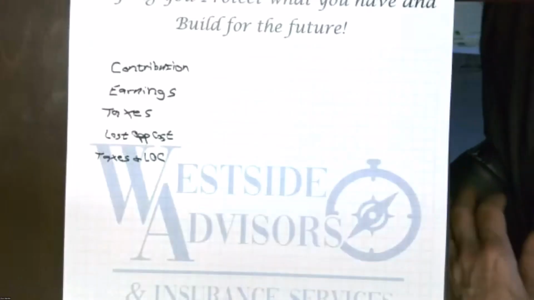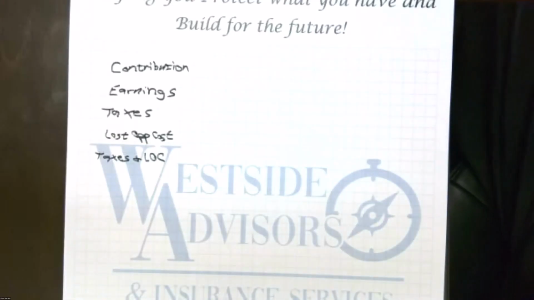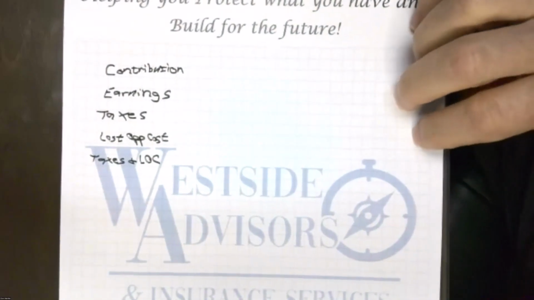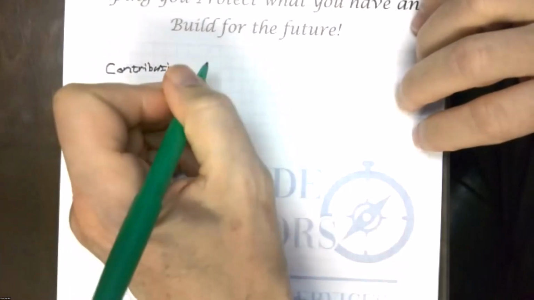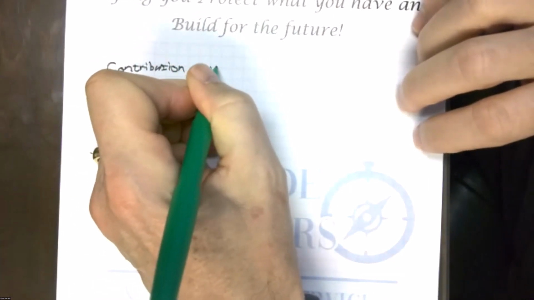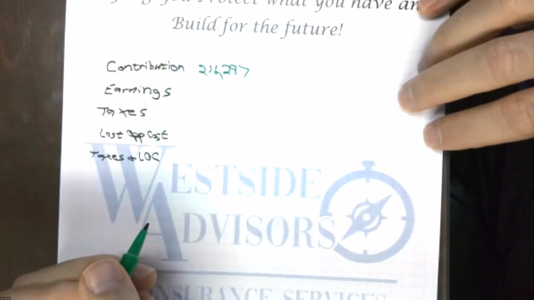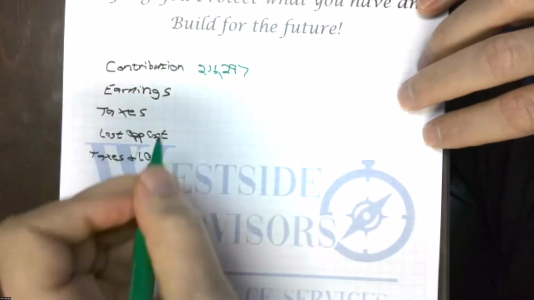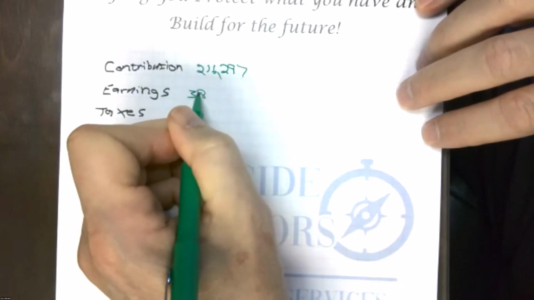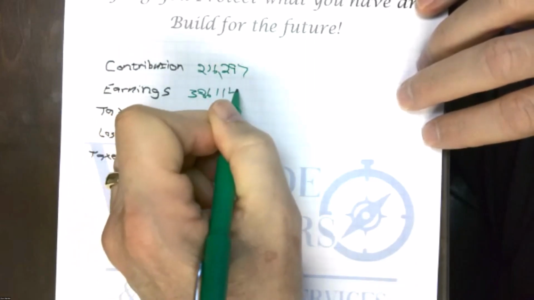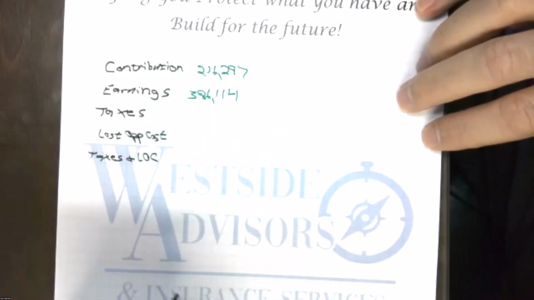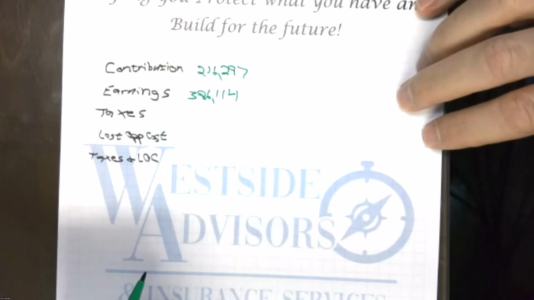So let's bounce over to a different spot here. Stop sharing. And then let's total these numbers up because this can get a little bit confusing. So the individual contributed $216,297. All right. And then they earned $386,114. And that's how we came up with that number that we were looking at.